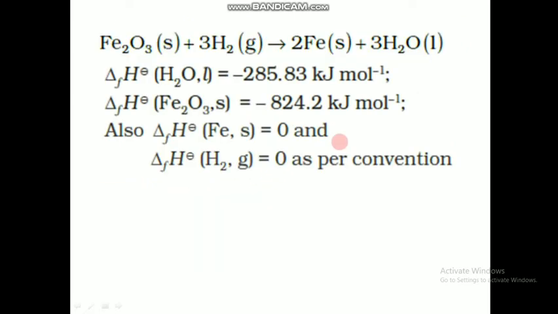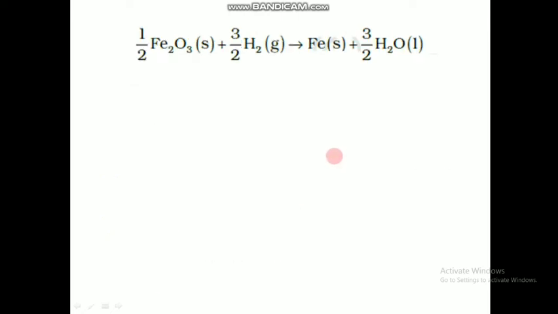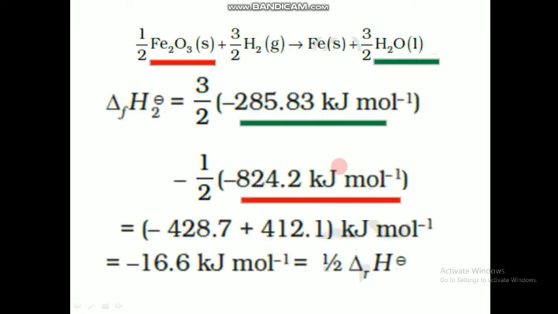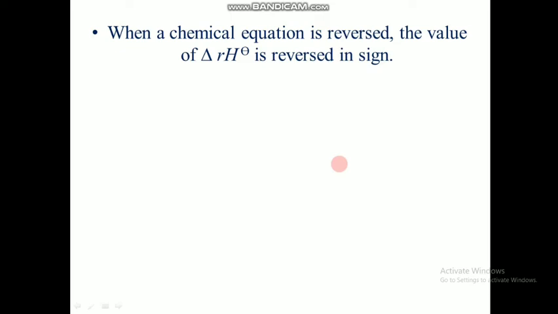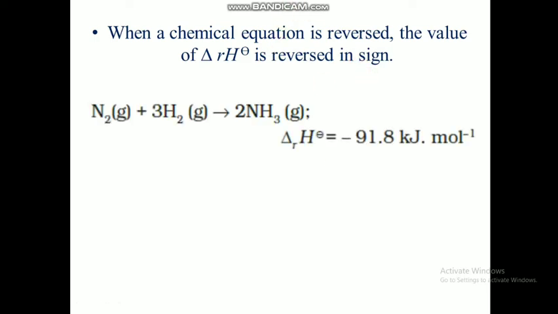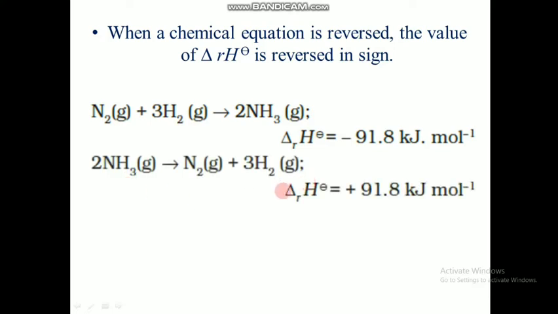And we have seen the equation, and one more fact which we saw was about reversible reactions. When a chemical reaction is reversed, the reaction enthalpy will reverse its sign. So when we take an equation and reverse it, then we get the enthalpy value with the opposite sign, the same value with opposite sign. So that's all about thermochemical equations.